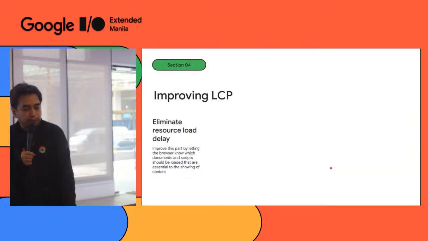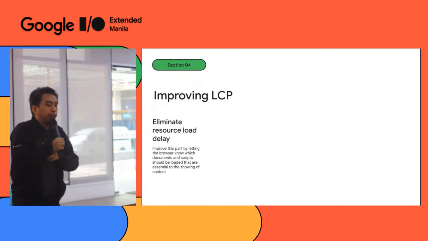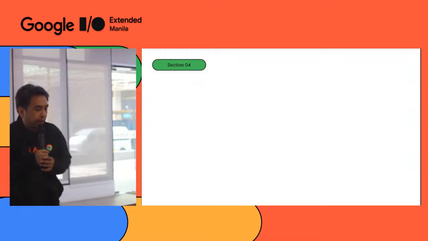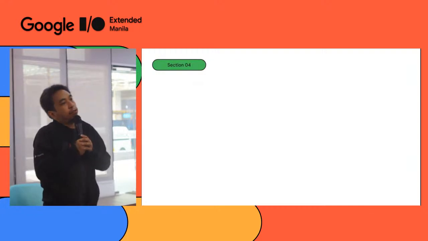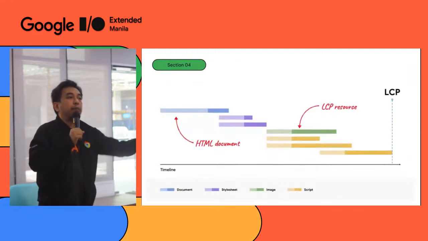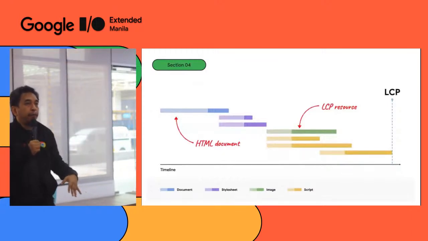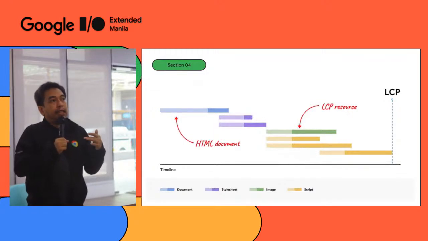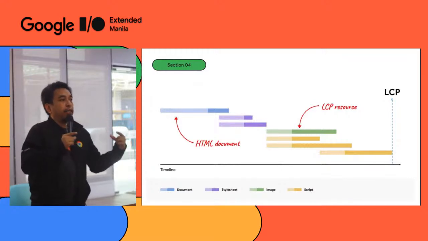Now, debugging and improving web core vitals. So improving LCP, we want to eliminate resource load delay. The thing with resource load delay is, of course, laging nauuna yung HTML. Hindi nauuna yung images kasi hindi alam ng browser kung ano yung ilo-load niyang files until ma-read niya yung HTML. So most of the time, if you want something to be loaded as well with your HTML, ilalagay mo na dun sa head yung mga kailangan niyang i-load na files.